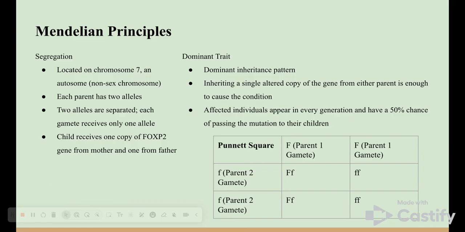And at the bottom here, I have an example Punnett square that illustrates the possible combinations of alleles, showing the genotype ratio of 50% heterozygous and 50% homozygous, and the phenotype ratio of a 50% chance of an offspring being affected. And this helps us visualize what's happening genetically.